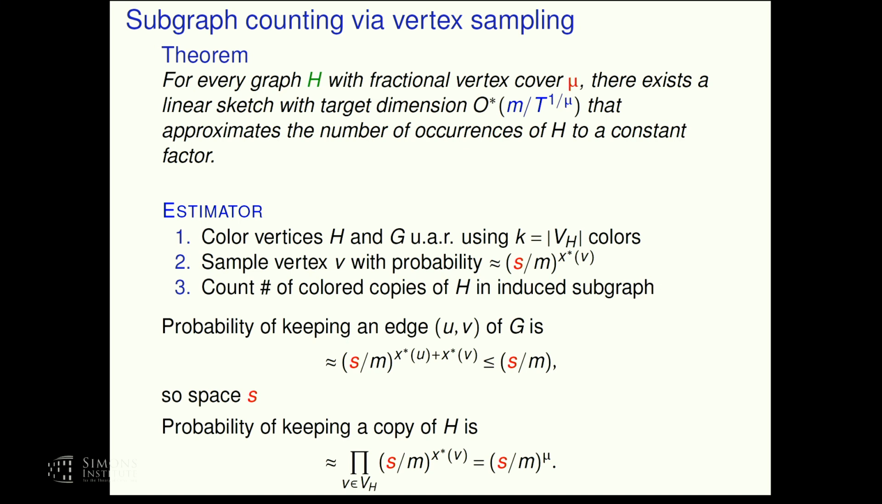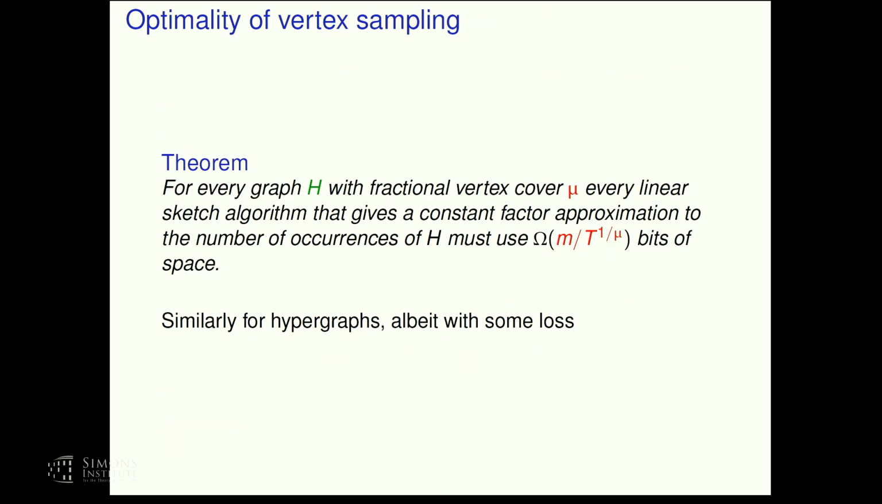Okay, good. So this is the upper bound, and what we show is that this is basically tight. For every graph H with fractional vertex cover mu, every linear sketching algorithm that gives a constant factor approximation must use at least m by t to the 1 over mu bits of space.